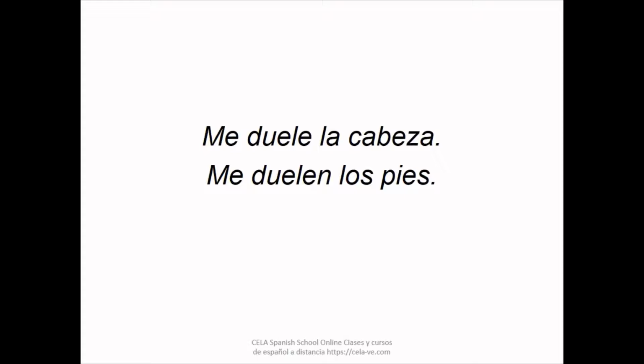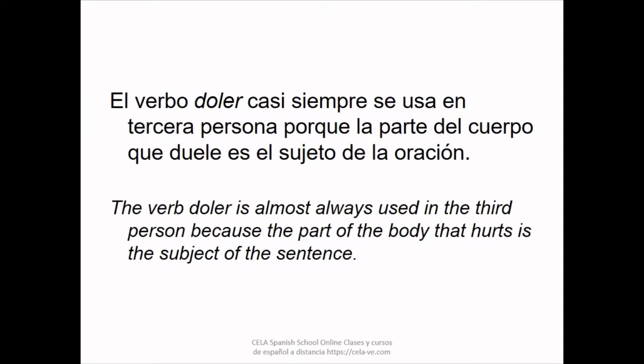In sentences with the verb doler, what hurts is the grammatical subject of the sentence. That is why we always find it in the third person. In English, it is the same. My foot hurts: foot is singular, verb hurts. My feet hurt: feet plural, verb hurt.